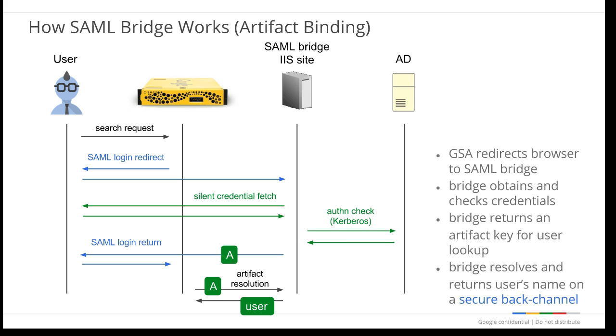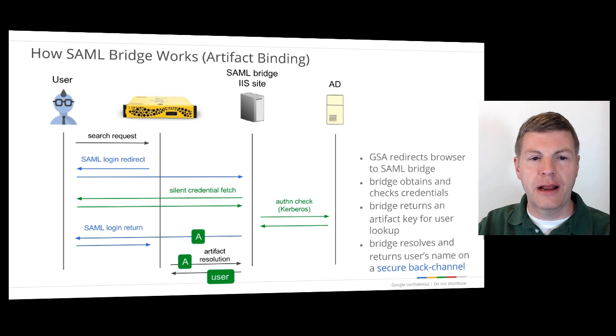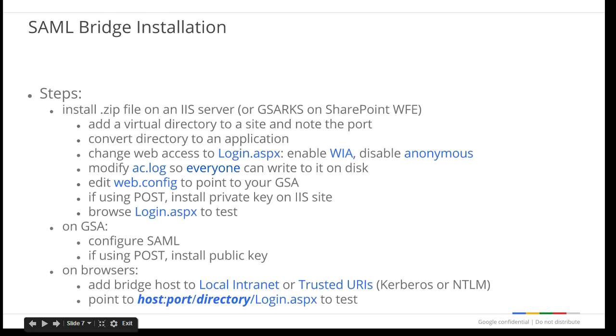If, on the other hand, post binding is used, multiple SAML bridges can be placed behind a load balancer, and any GSA can redirect users to the load balancer and its SAML bridges for authentication and identity resolution. The SAML bridge can be installed as part of the GSA resource kit for SharePoint or on its own. It's an ASP.NET web application and requires an IIS web server.